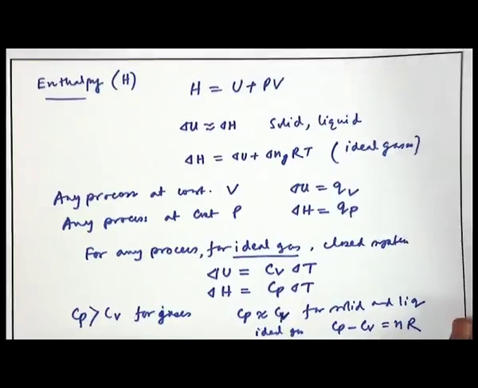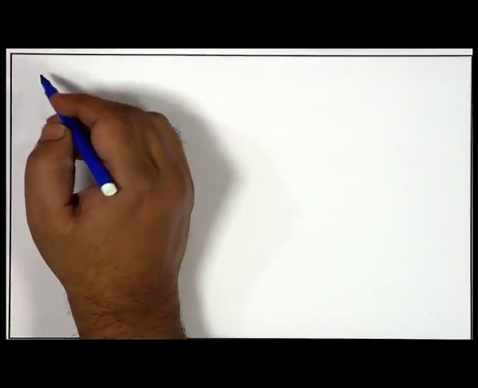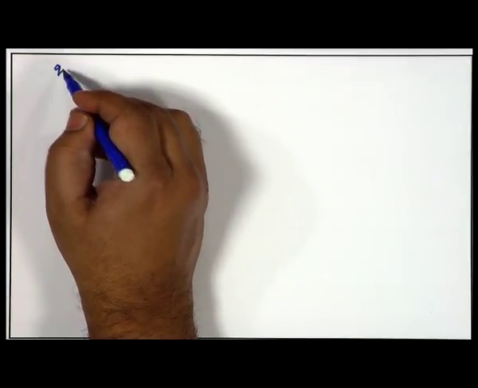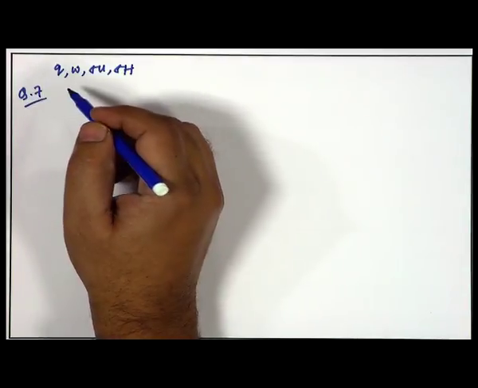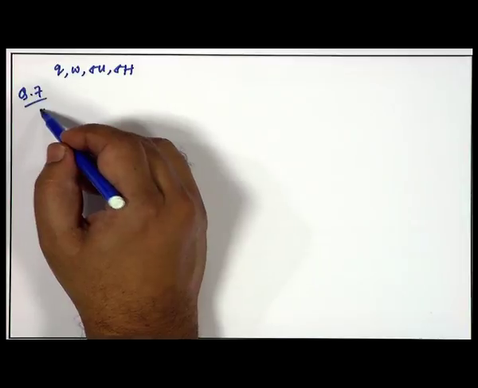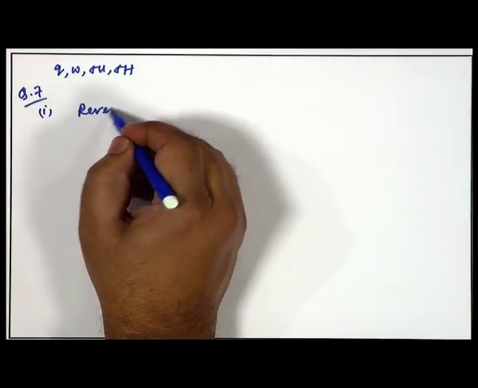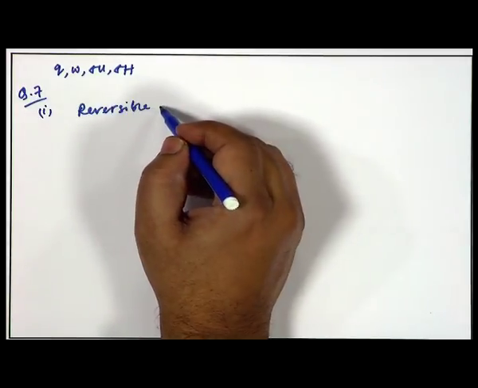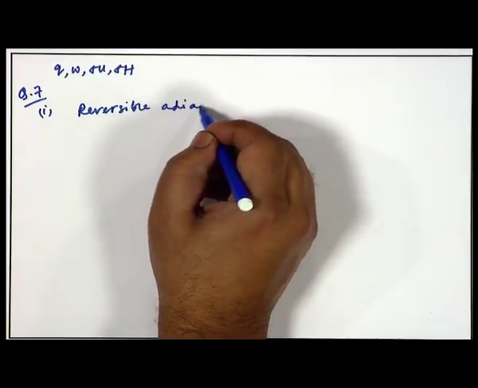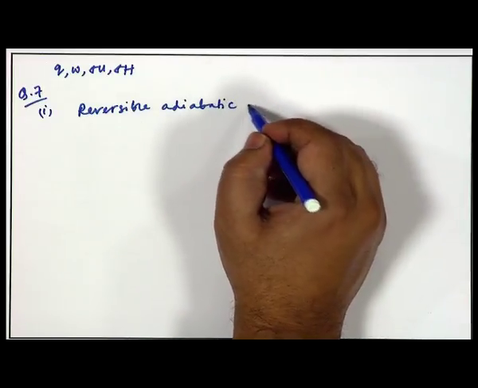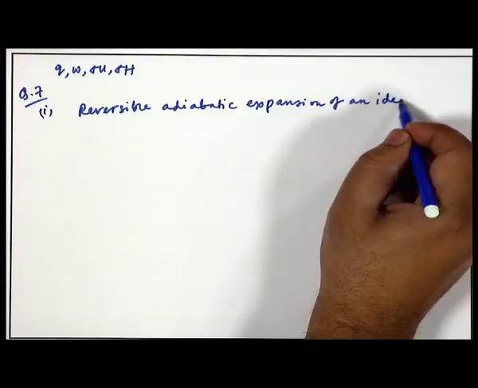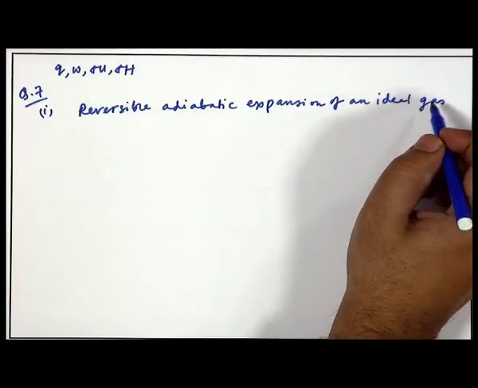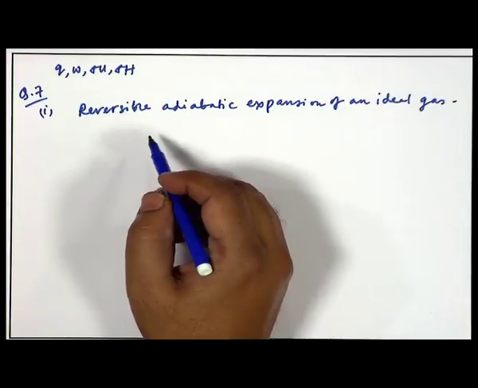So, these are the things we learned from the last class. I will continue to ask a few questions to see whether your understanding of these terms is clear. Again, I will mention a process and you have to tell me the sign of Q, W, del U and del H. That is question 7, continuing from the last class. In question 7, the first is reversible adiabatic expansion of an ideal gas. You have to tell me the sign of Q, W, del U and del H.